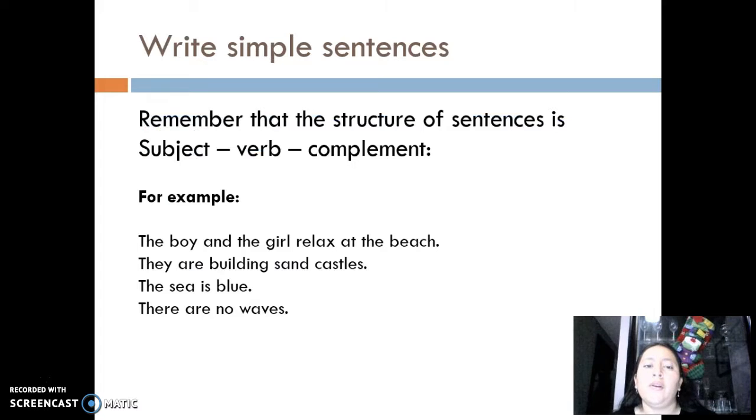After you have written your words under each category, we have to make simple sentences. Remember that the structure of sentences is subject, verb, and complement. For example, the boy and the girl relax at the beach. They are building sand castles. The sea is blue. There are no waves. Here are some simple sentences that we have written down with the information that we have about the picture.